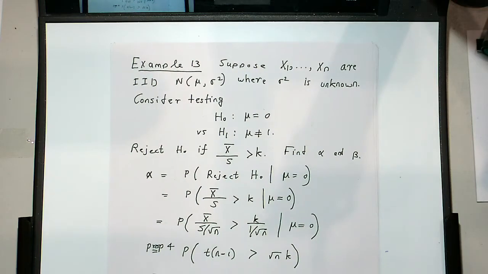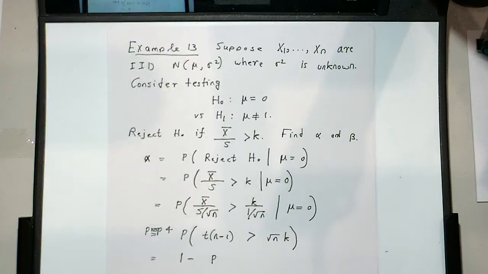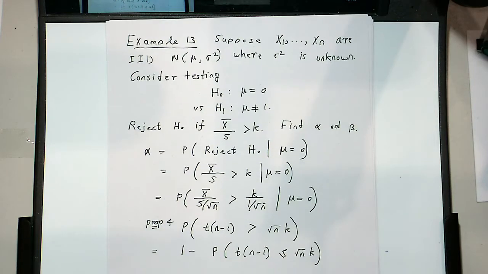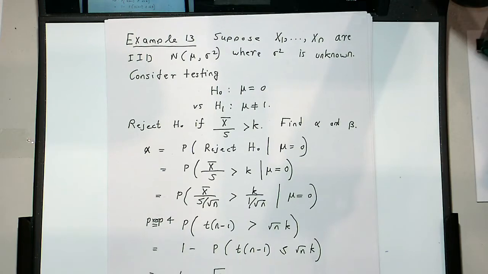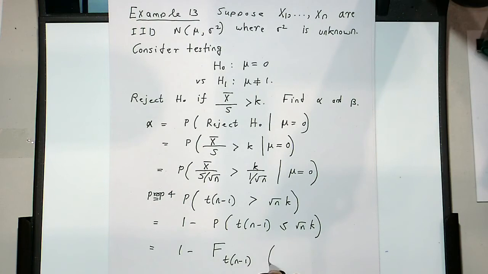Now this you can write as 1 minus the probability that, and this you can write as 1 minus the CDF of a T variable with n minus 1 degrees of freedom at root n times k. All right. Is that clear to all of you or no?